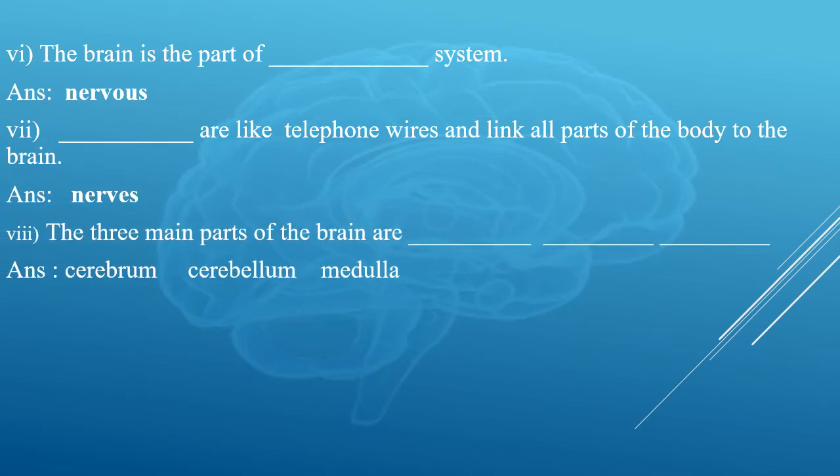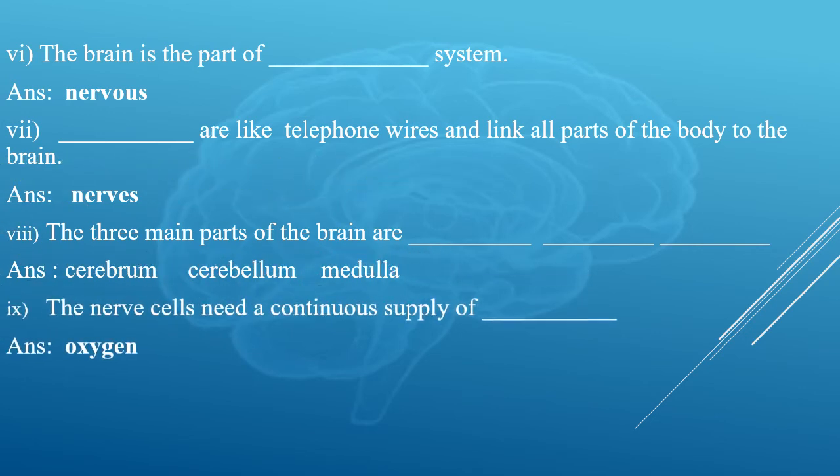8. The three main parts of the brain are dash, dash, dash. Answer is cerebrum, cerebellum, medulla. 9. The nerve cells need a continuous supply of dash. The answer is oxygen.